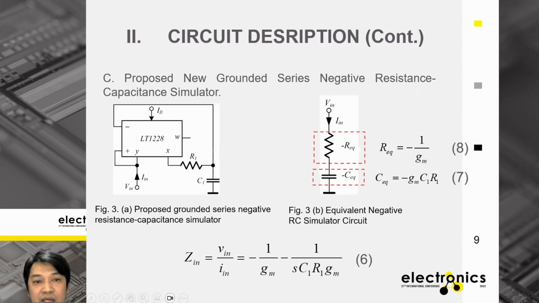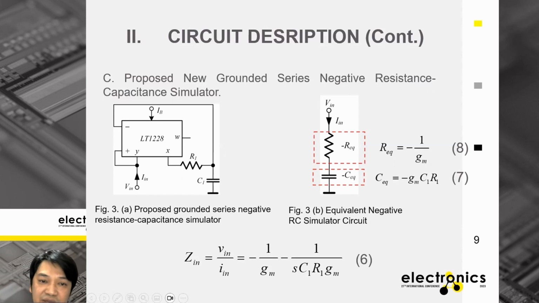For the next one, the proposed grounded series negative resistance and capacitance simulator uses the LT1228 and is connected with a single resistor and a single grounded capacitor. The input impedance of the proposed circuit can be obtained from equation number 6. It is capable of electronic control through the IB, because the gm term depends on the IB.